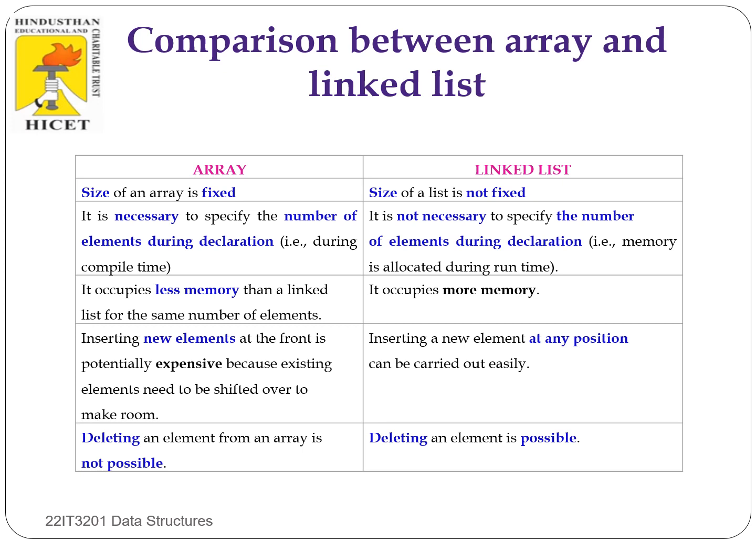But that is not the case with the linked list, because we are not going to specify the number of elements during declaration. Whenever we need a particular element to be inserted, memory will be allocated dynamically, and whenever we delete an element, the memory will be deallocated. An array occupies less memory than a linked list for the same number of elements. But a linked list occupies more memory.